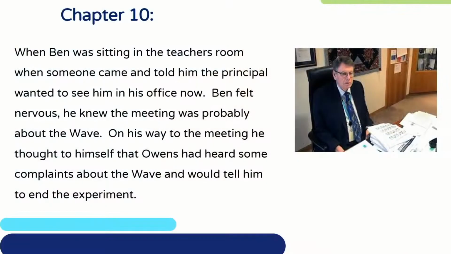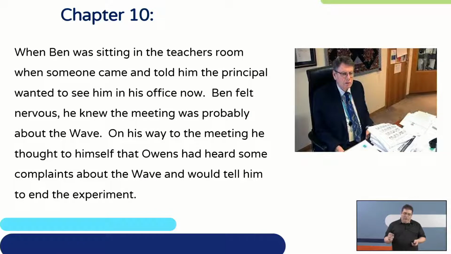So let's continue on. Let's get to chapter 10. So chapter 10, let's see what's going on. Ben was sitting in the teacher's room when someone came and told him the principal wanted to see him in his office now. Ben felt nervous. He knew the meeting was probably about the Wave. On his way to the meeting, he thought to himself that Owens had heard some complaints about the Wave and would tell him to end the experiment.